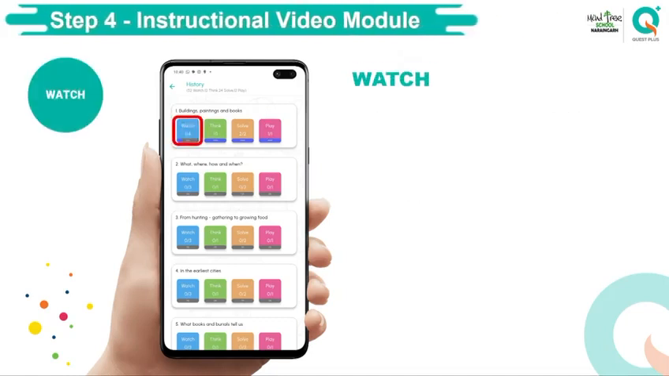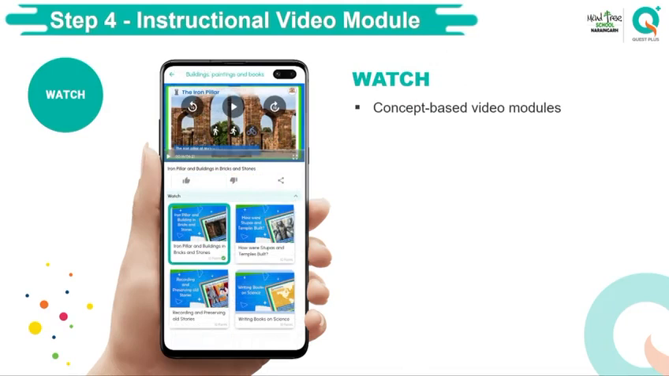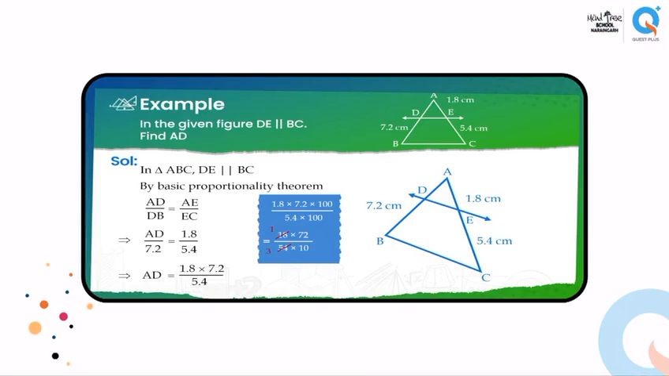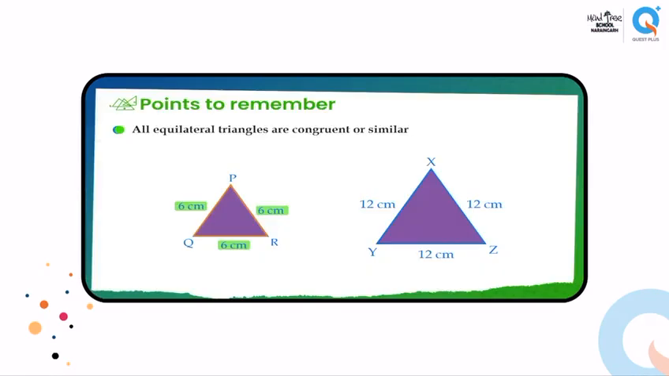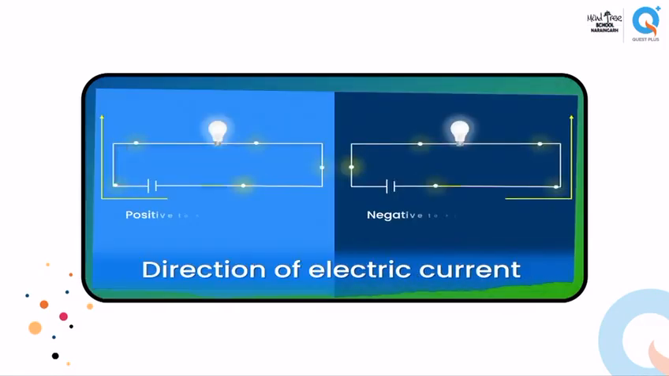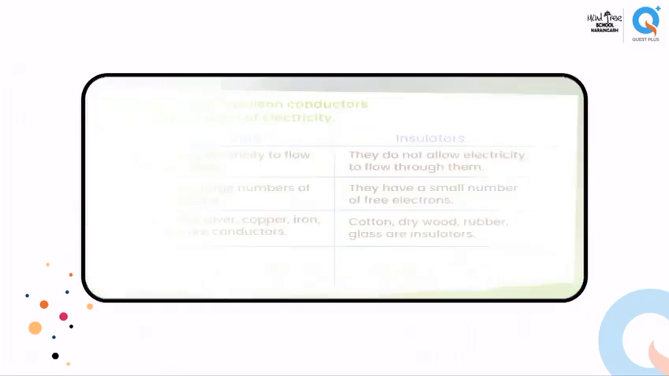The Watch features concept-based instructional video modules. The average time for each video is only about 5 to 7 minutes long. You may even adjust the speed of the audio for your convenience. Watch the videos anytime, anywhere, and as many times as you like to revise the concepts for clarity.